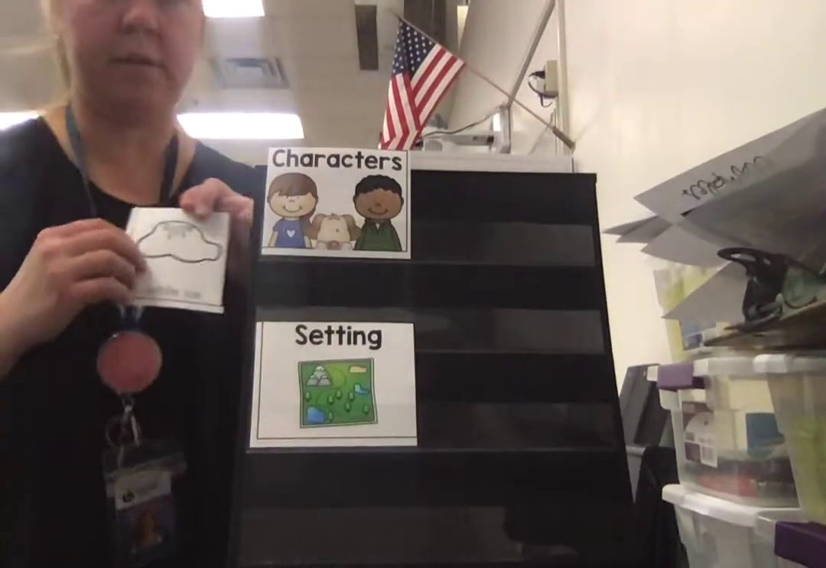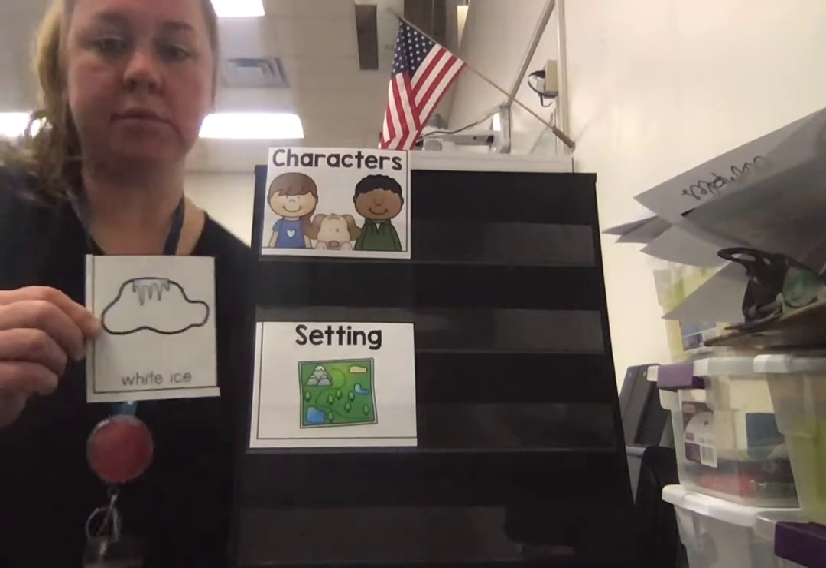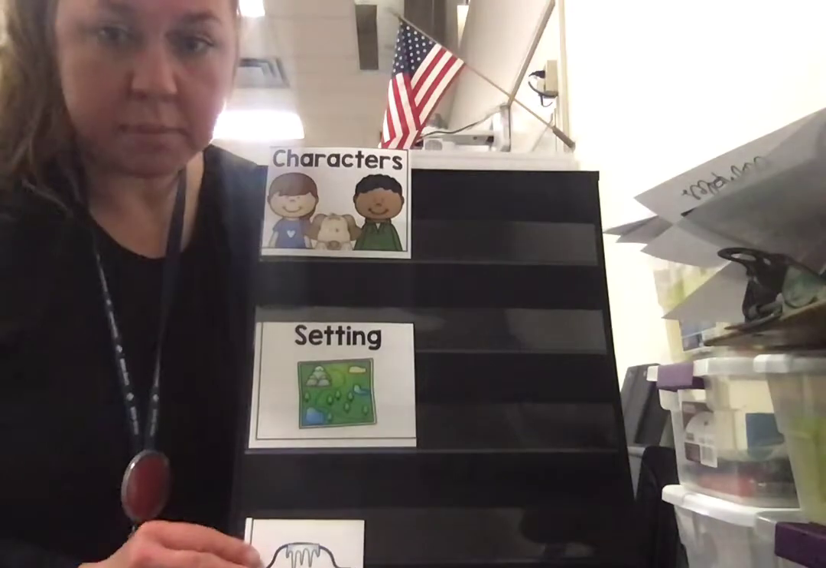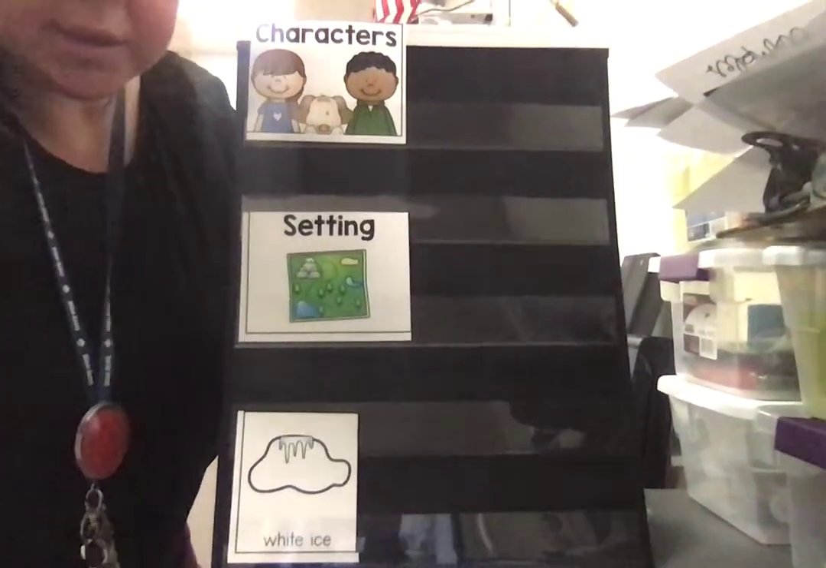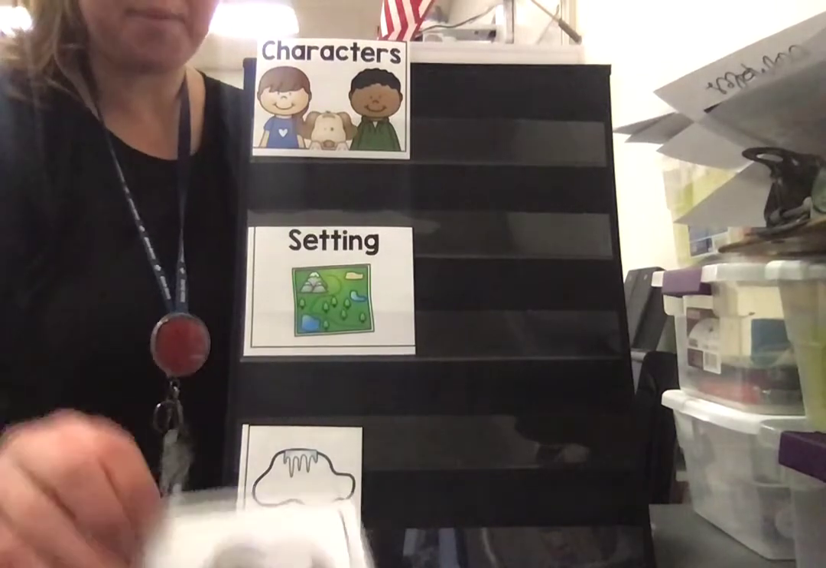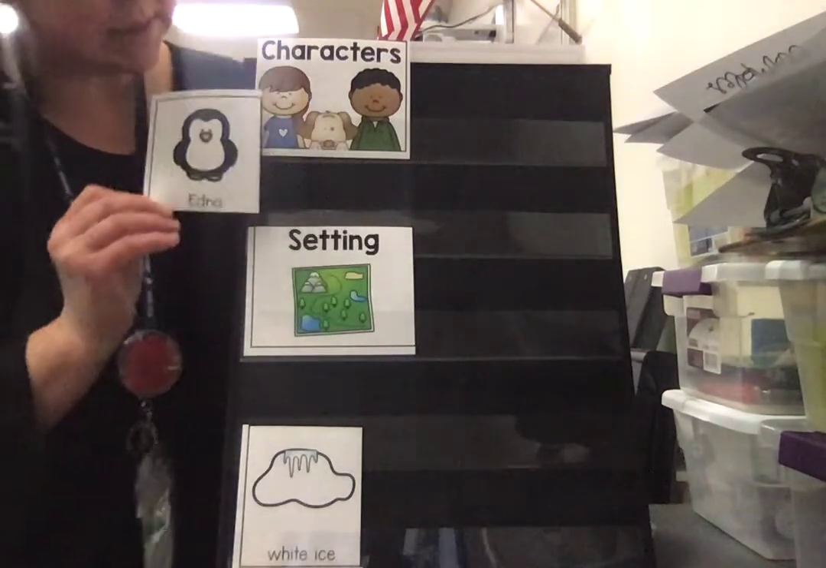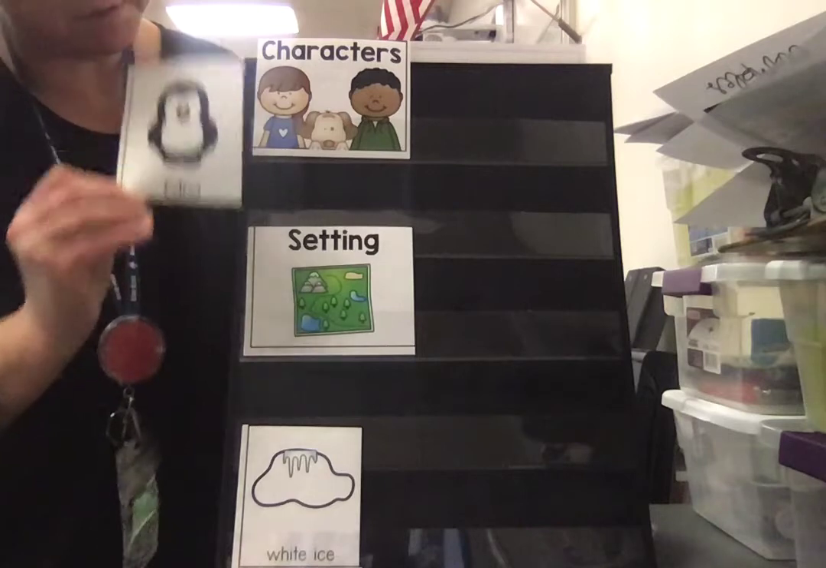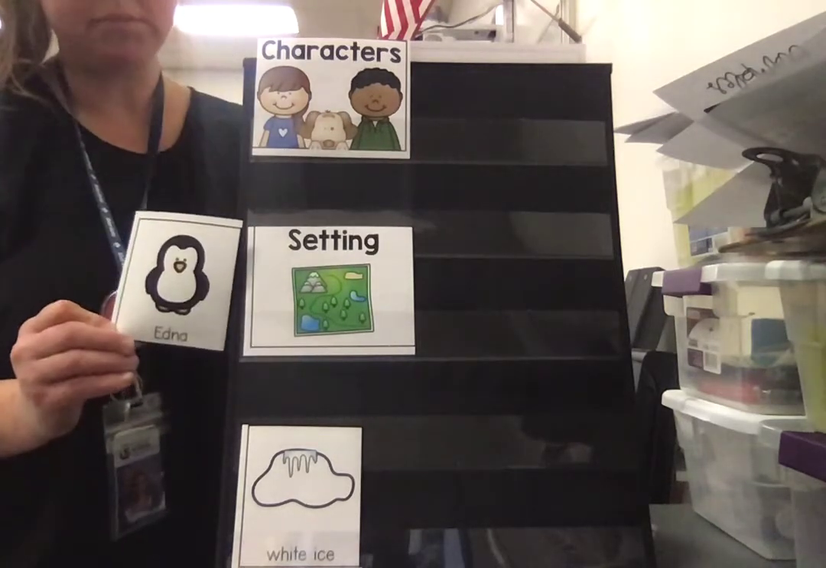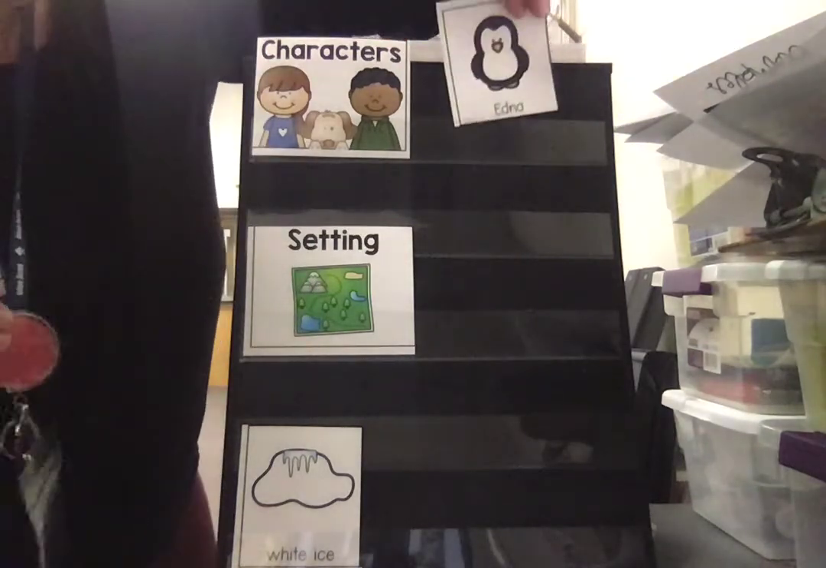Okay, where do we think that is? Yep, I hope you said setting, because white ice is a place, right? How about Edna? Do we think that's a character, like a person or an animal, or is that a setting, which is a place? Which one? Yep, she's the main character, isn't she?